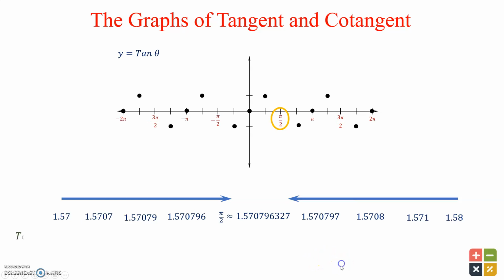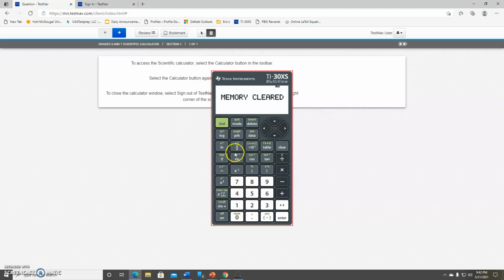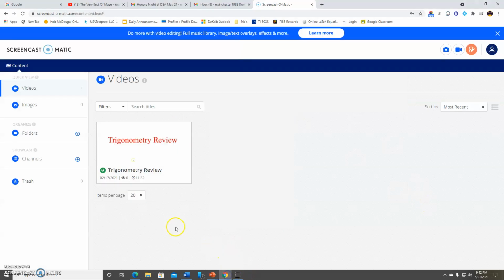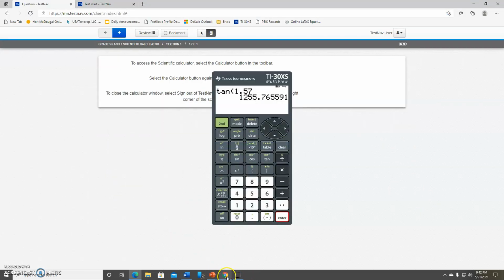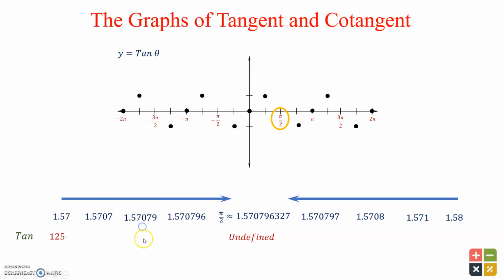And so what we're going to do is determine the tangent of each one of these values to see what happens. Well, we already know the tangent of pi over 2 is undefined. So let's first look at the tangent of 1.57. Tangent of 1.57 is about 1256, which is a very large number.